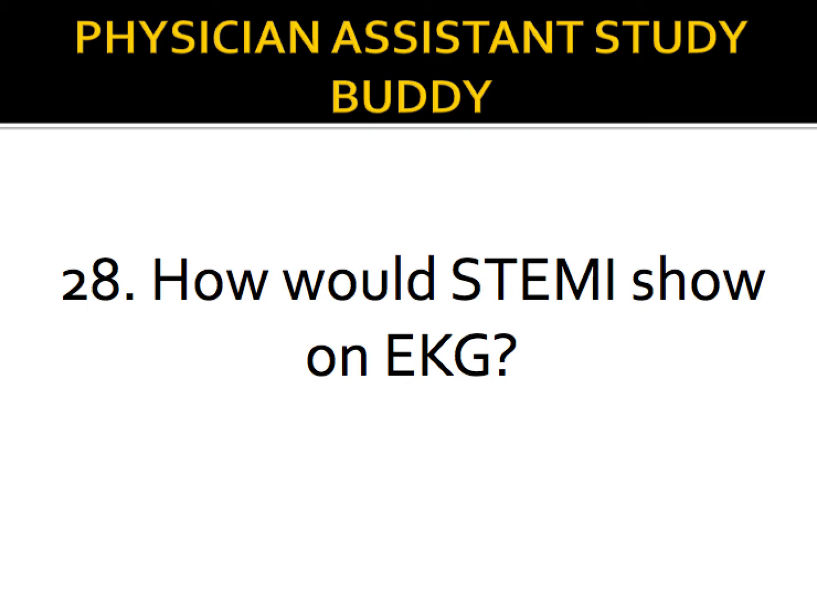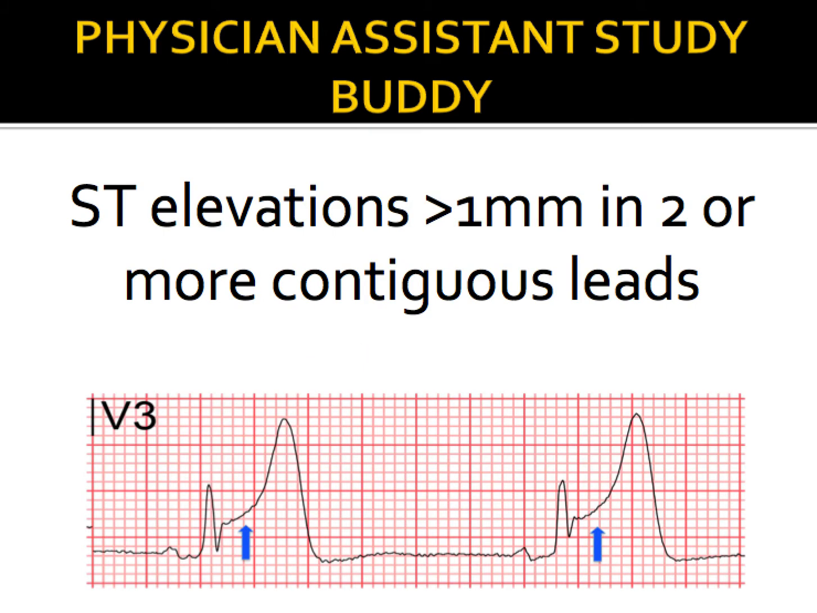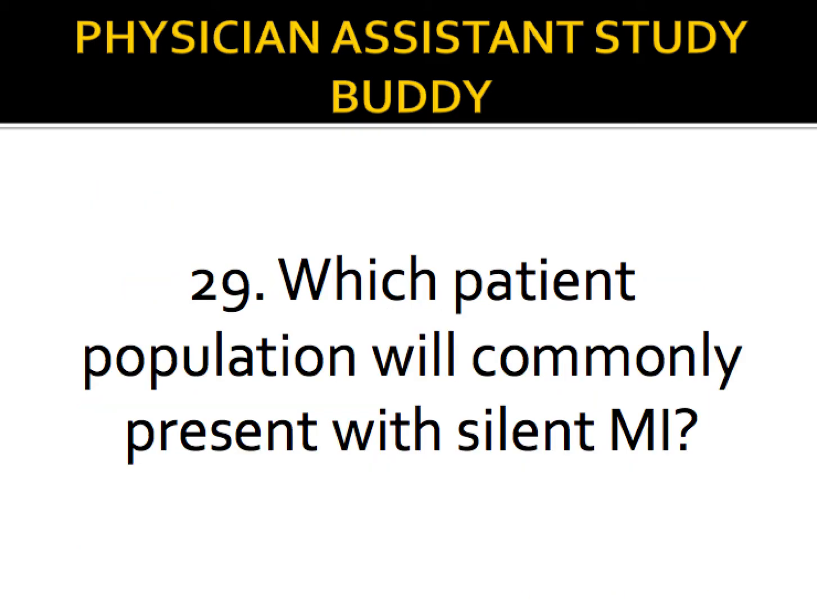How would STEMI show on an EKG? ST elevations greater than 1 millimeter in 2 or more contiguous leads. And you can see the line is right there, and this is greater than 1 millimeter, each one of these. So you're going to see it in 2 leads. This is V3, they may have it in V4 as well. So greater than 1 millimeter ST elevations in 2 or more contiguous leads should make you think STEMI.